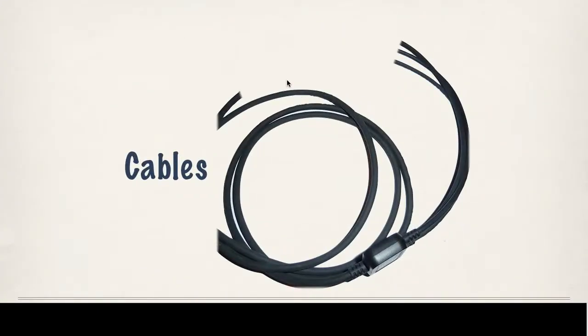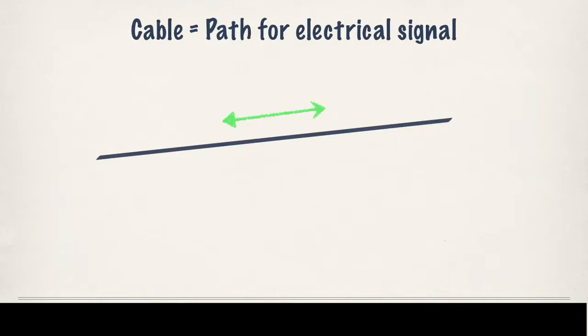First of all, let's differentiate between cables and connectors. Cables, well, here's a cable. Here's a picture of a cable. You can see there's no ends on it because that's the connectors. So the cable really is the path for the electrical signal.